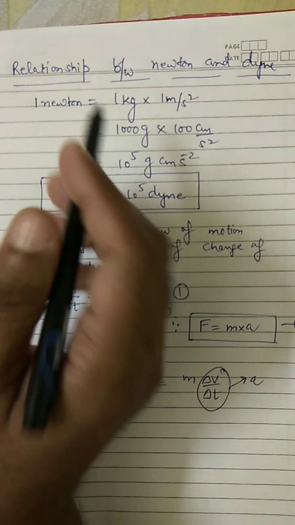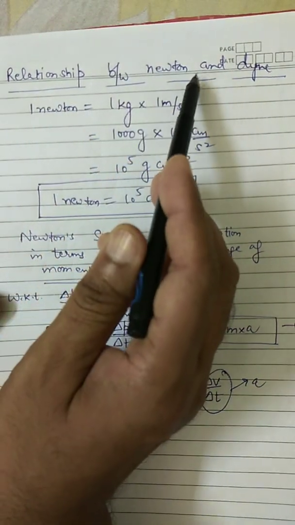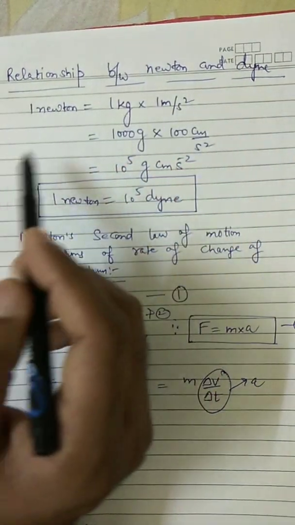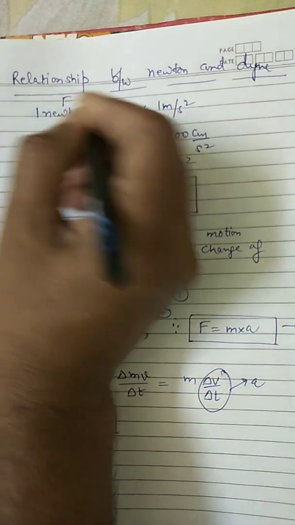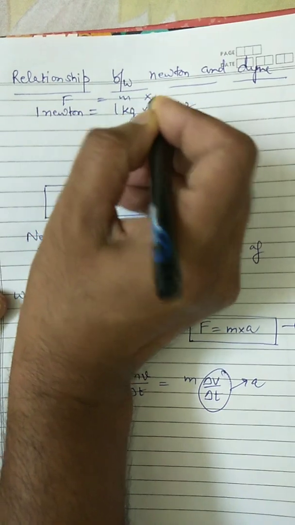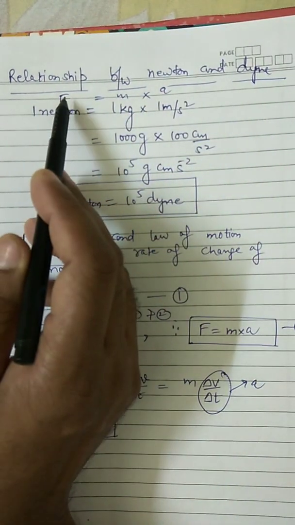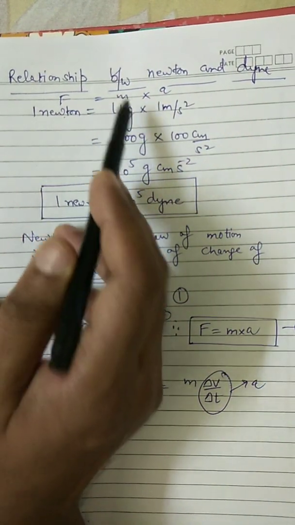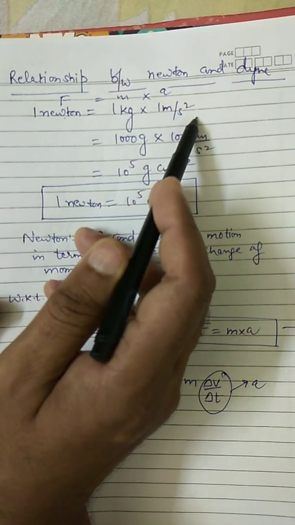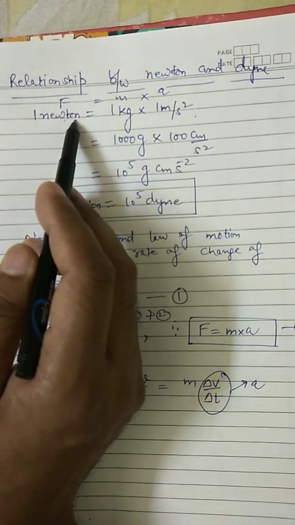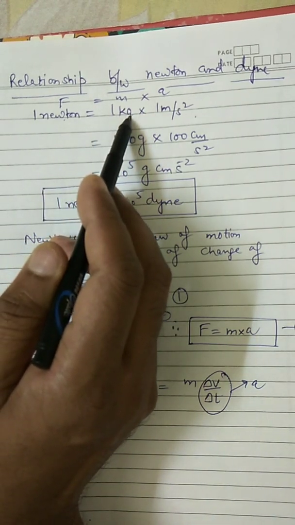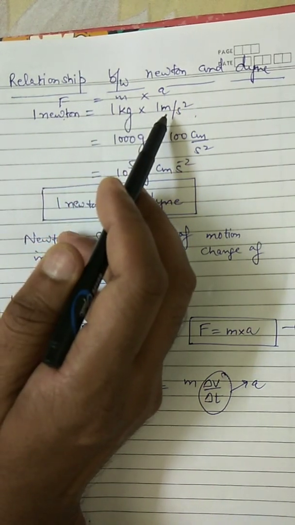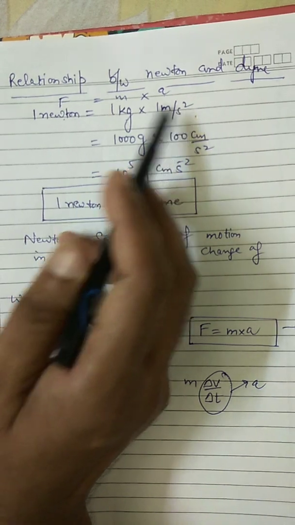After this, a relationship between Newton and dyne. As you know, 1 Newton is equal to, this force is equal to mass into acceleration. So the SI unit of force is Newton, mass is kilogram, acceleration is meter per second square. So 1 Newton can be defined as a force which is applied on a 1 kilogram body and it starts moving with an acceleration of 1 meter per second square.